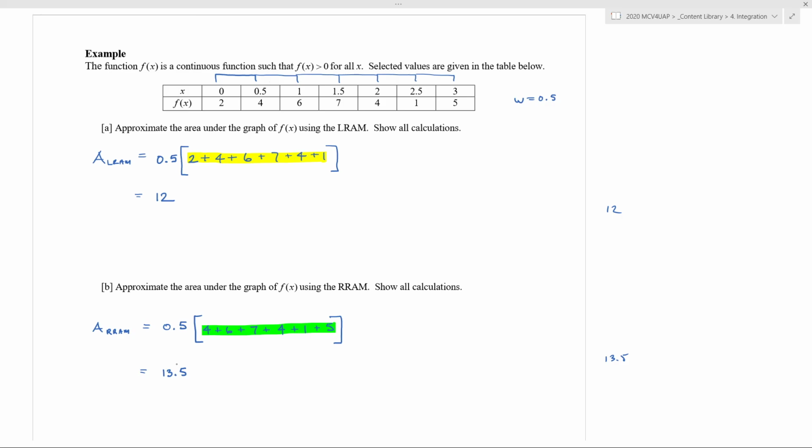So those approximations are close to one another. So you kind of see the pattern there. With LRAM, you use all the Y values but the last one, and for RRAM, we use all the Y values but the first one. Any questions on that?